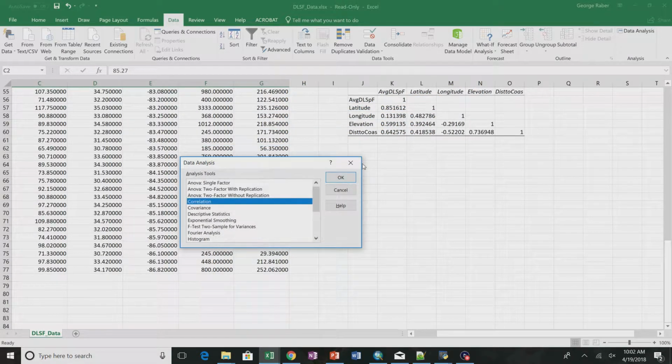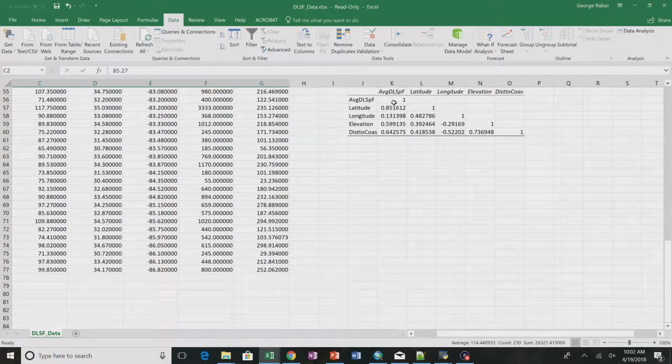Okay, cancel that. So looking at latitude and the average date of the last spring frost, that's the correlation value. We can see the correlation between longitude and the average date of the last spring frost. Let's interpret that value, 0.13. What does that mean? Is the correlation very high? No. Why do you think longitude isn't related to the average date of the last spring frost? Yeah, east and west doesn't have much to do with it.